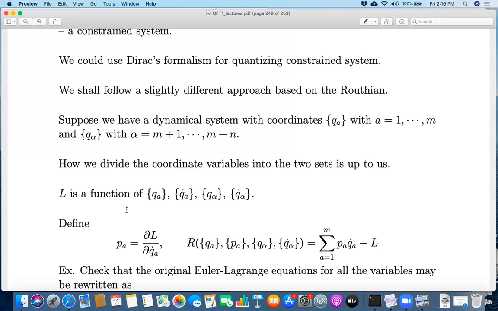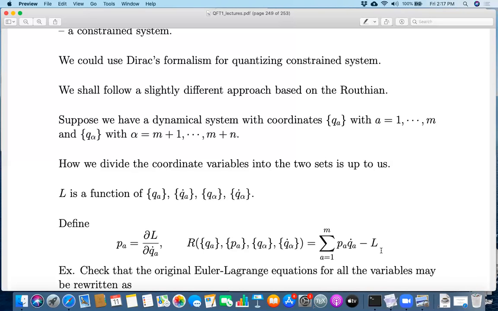When you go to Routhian, what I'm going to do is that we'll introduce conjugate momenta but only for a subset of the variables, the subset which carry the label A, but not for the subset which carry the label alpha. So I introduce PA as del L del QA dot, and I define the Routhian, which is now expressed as a function of QA, PA, and of course we have not introduced any P alpha, so Q alpha and Q alpha dot. This is defined as the sum over A equal to 1 to M of PA QA dot minus L.